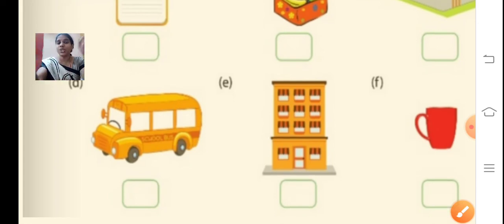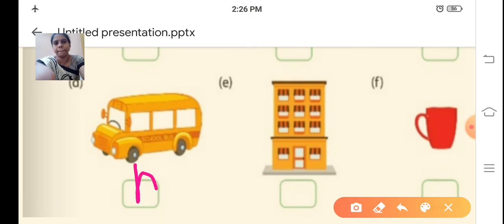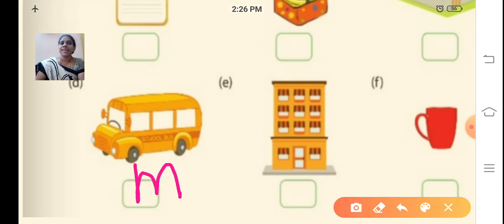D, school bus. How can you measure the school bus? With the ruler can you measure? No, it will be more than a meter, right? So we write M. Next, building. Is it very small or big? It's a big building, so that is also meter. If it is more lengthy, then it is a meter.